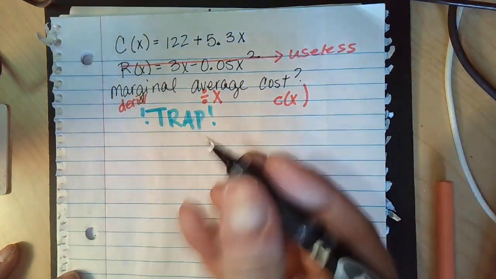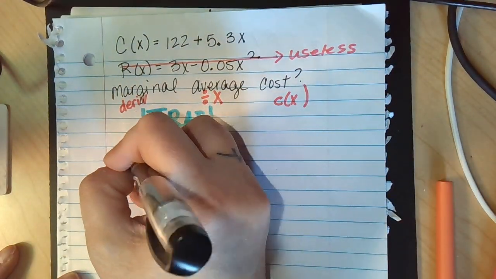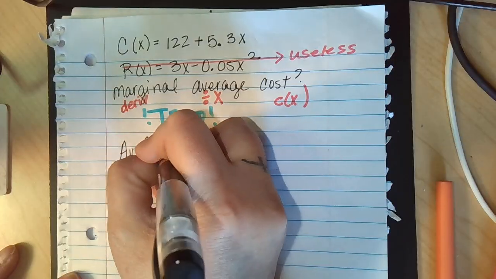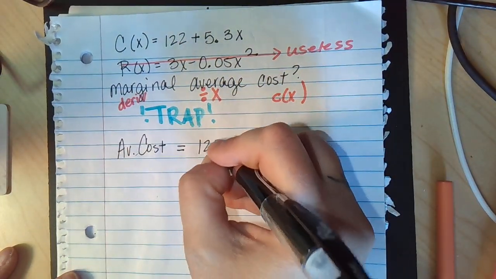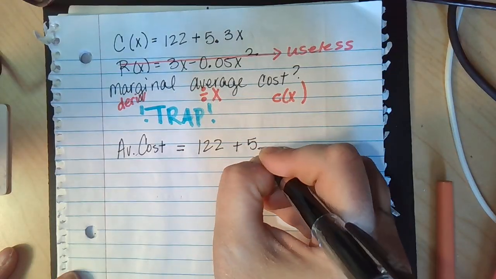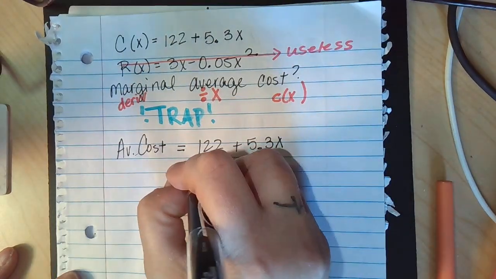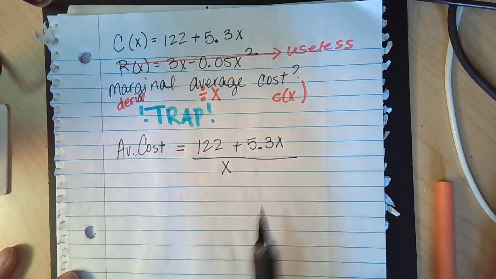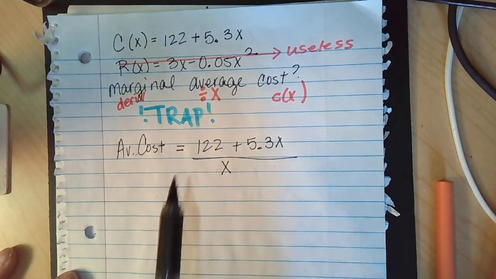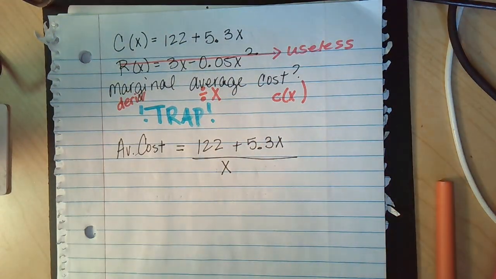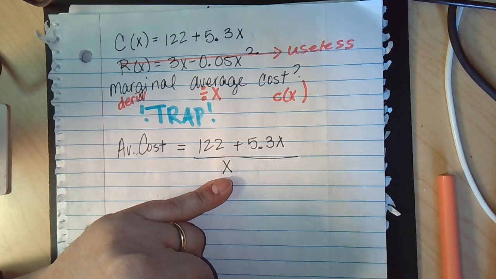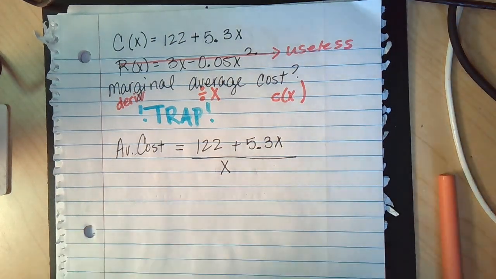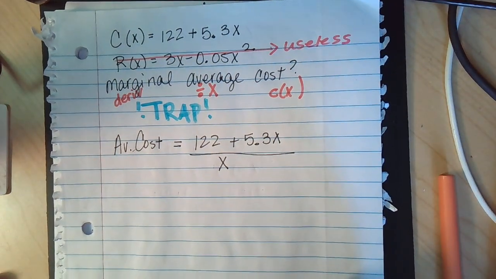Okay, so the average cost is that cost equation, 122 plus 5.3x, but divided by x. That's what makes it the average, because when you average something, you count up how many of it there is, and then you divide by how many there were. So that's the dividing by x. So that's our average cost.